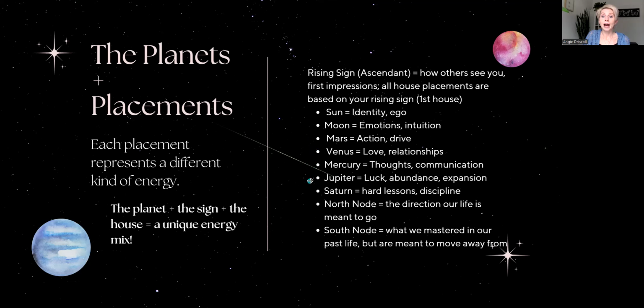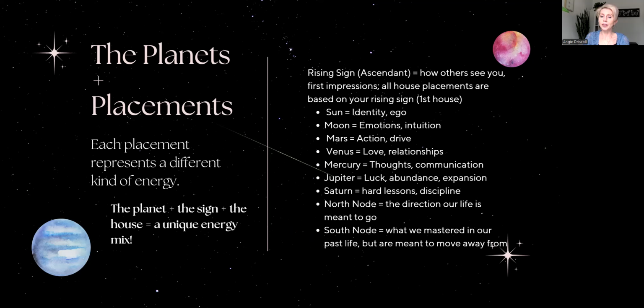Jupiter is all about luck, abundance, and expansion. Saturn is hard lessons and discipline. The North Node is the direction that our life is meant to go. The South Node is what we mastered in our past life. So it's an energy we feel very comfortable in, but we are meant to move away from in this life.